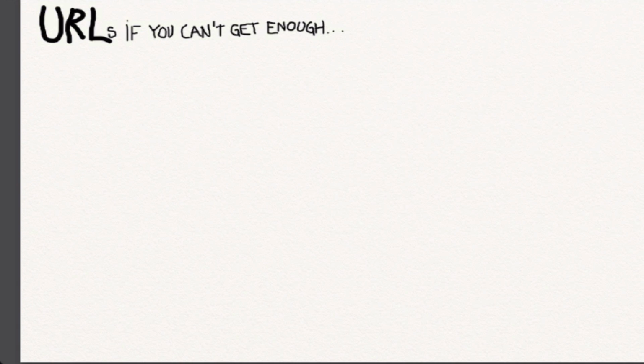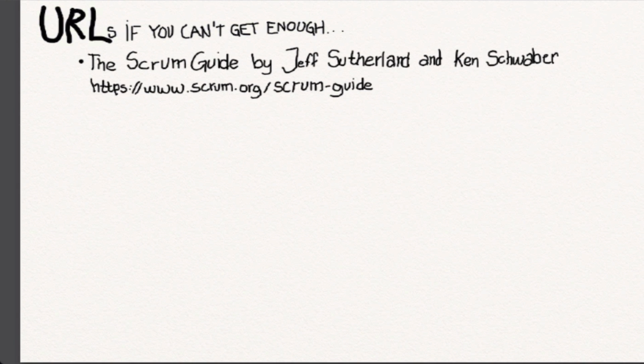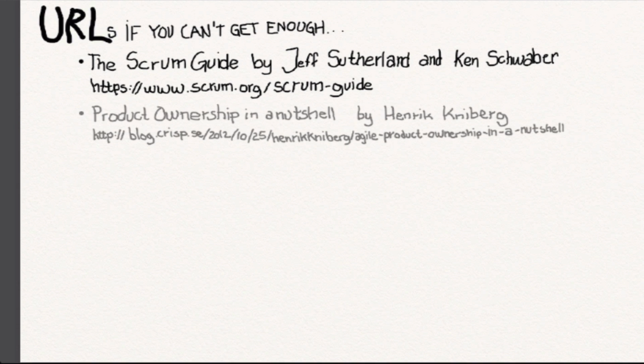If you really would like to dig further into Scrum, then please download the Scrum Guide, the definitive guide to Scrum, the rules of the game. This is written and maintained by the fathers of Scrum, Sutherland and Schwaber, and it can be found at this URL. As mentioned in the overview, the format and look and feel of this presentation is heavily inspired by Henrik Kniberg's video on product ownership in a nutshell. This is an absolute must-see for anyone working with Scrum or any other Agile methodology. It can be found at this URL. Do also check out Henrik Kniberg's checklist for Scrum and his books.